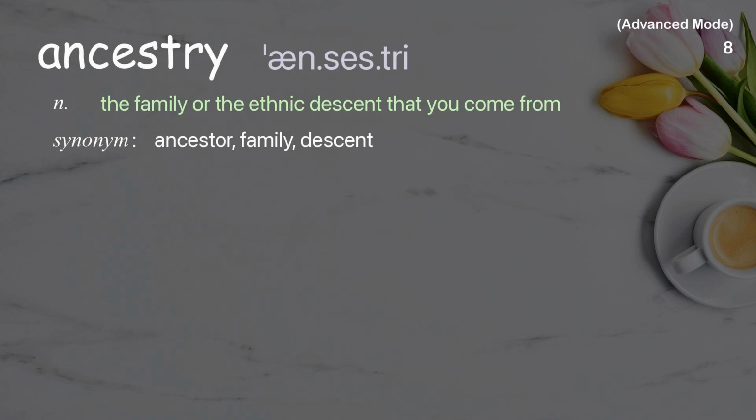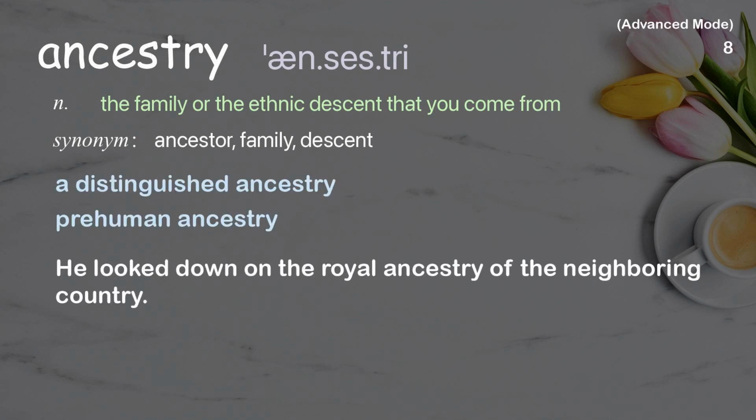Ancestry. The family or the ethnic descent that you come from. Examples: A distinguished ancestry. Prehuman ancestry. He looked down on the royal ancestry of the neighboring country.